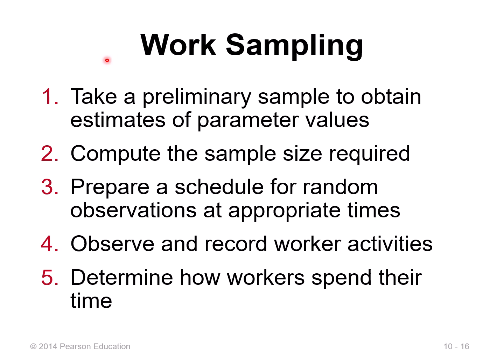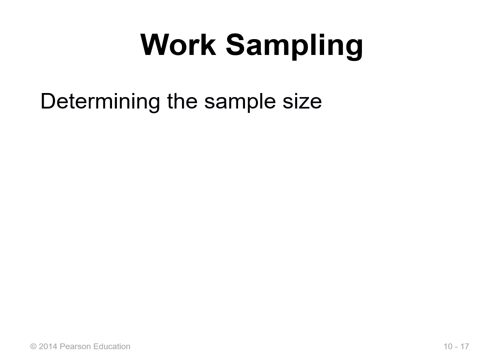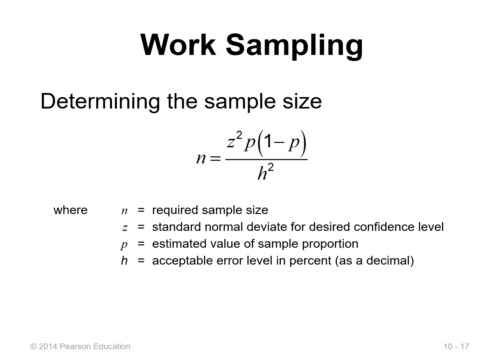Here, to ensure the work sampling results are statistically valid, you must calculate the required sample size using this formula. Where n is the required sample size, Z is the standard normal value for the confidence level, p stands for the estimated proportion of sample observations, and h stands for the acceptable error level in percent. This formula ensures that our observations are accurate and representative of real work conditions. The larger the sample size, the more reliable the results.